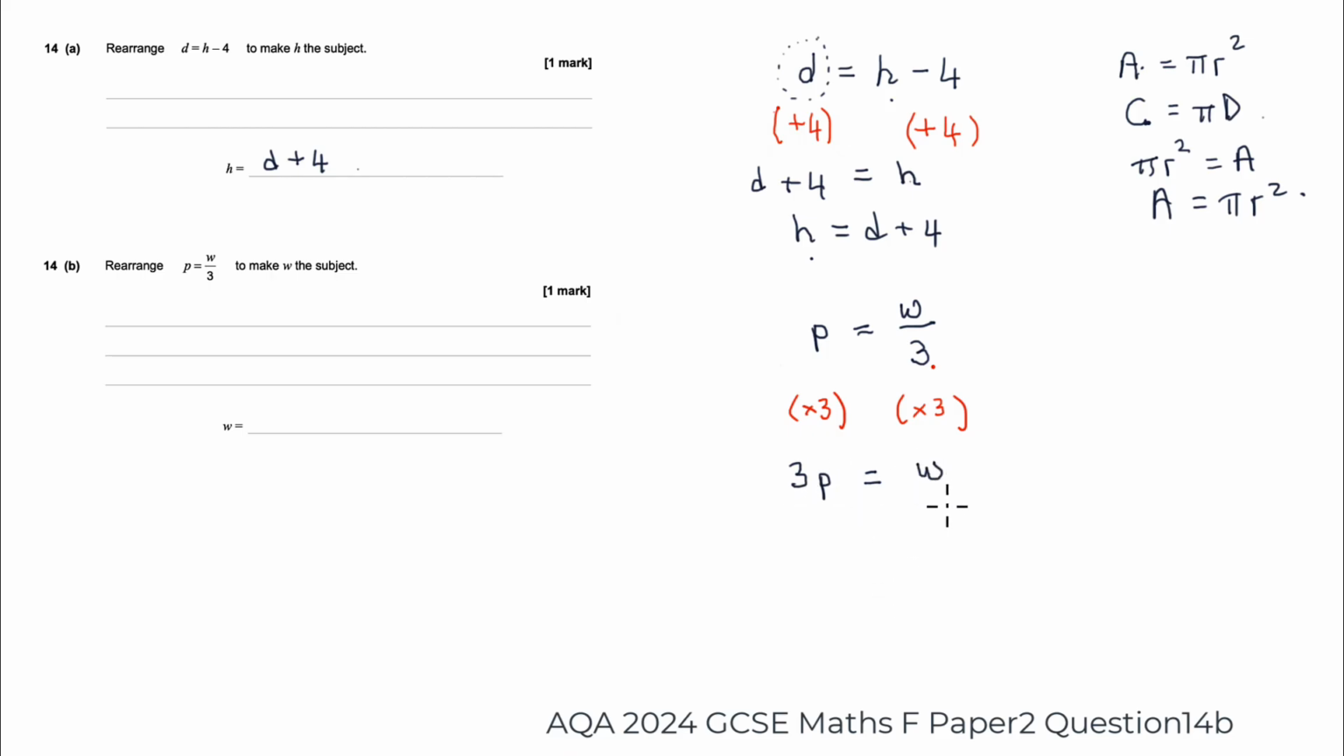Doesn't look the right way round. W is equal to 3P. So there's the formula with W being the subject of the formula. We've changed the subject from P to W.